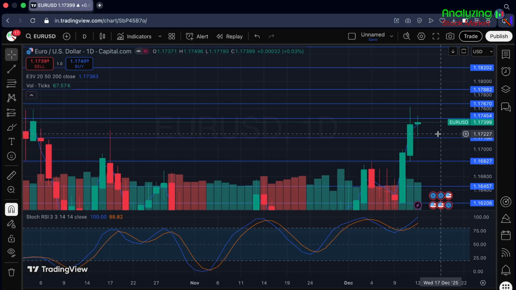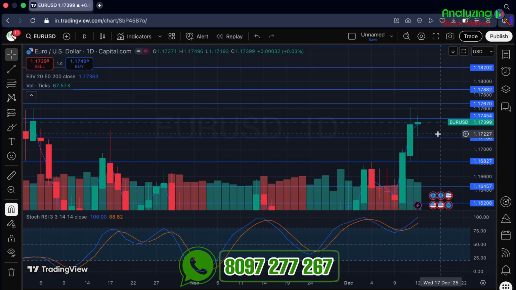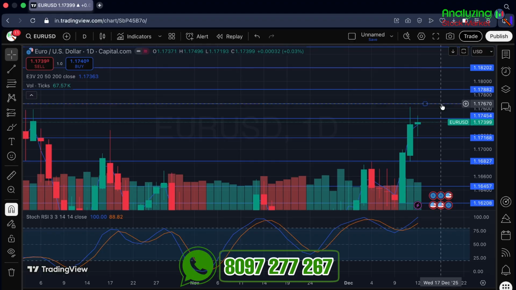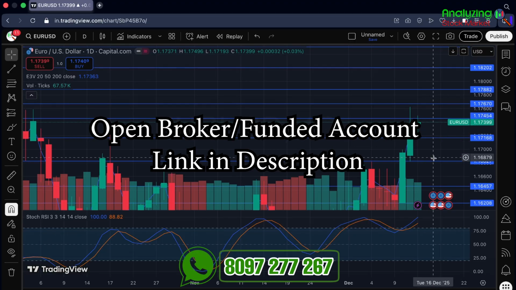So now let's talk about my opinion on the Euro USD pair for this week. According to the previous week's closing, I am expecting a negative move in this range, that is 1.16827 to 1.17168. I'm expecting a negative closing in this range. If you're going for any long trade, then only go for a long trade once 1.17454 gets breached and a 1-day or 4-hour candle closes above this, then we can go long till 1.17670. Overall, my expectation is a bit negative in this range.